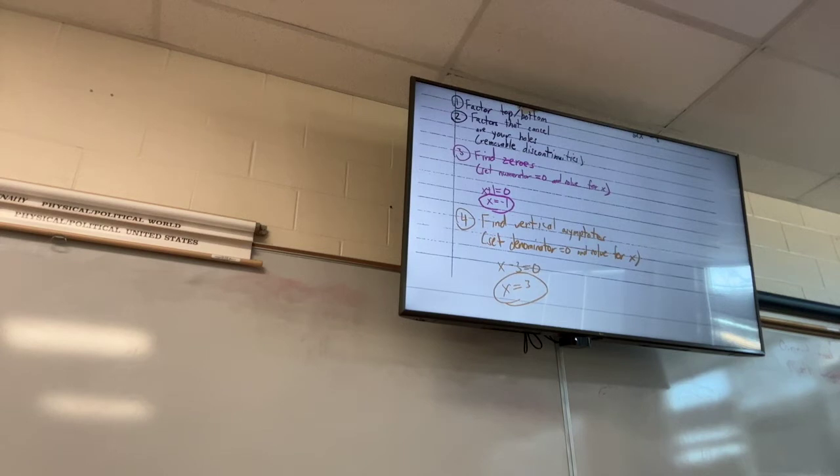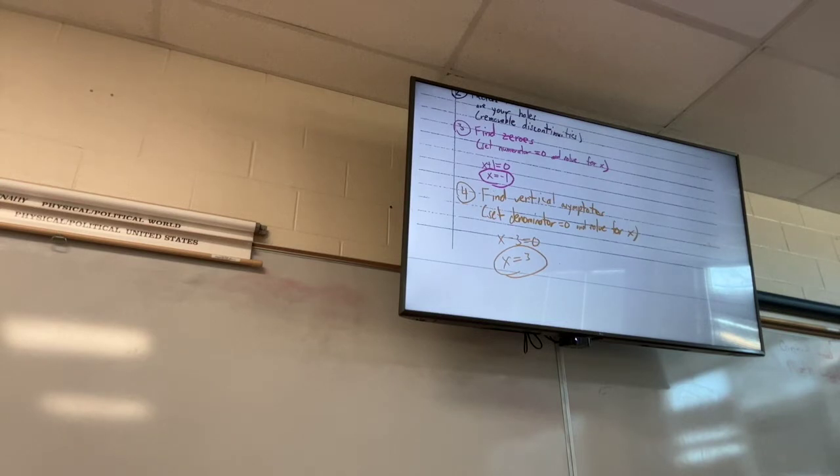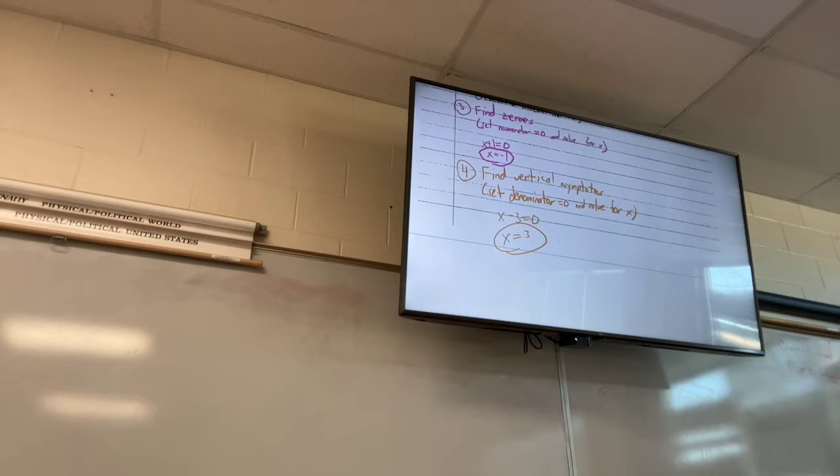Now, what color should I use for end behavior asymptotes? Green? Step 5: you find your EBA, your end behavior asymptotes.